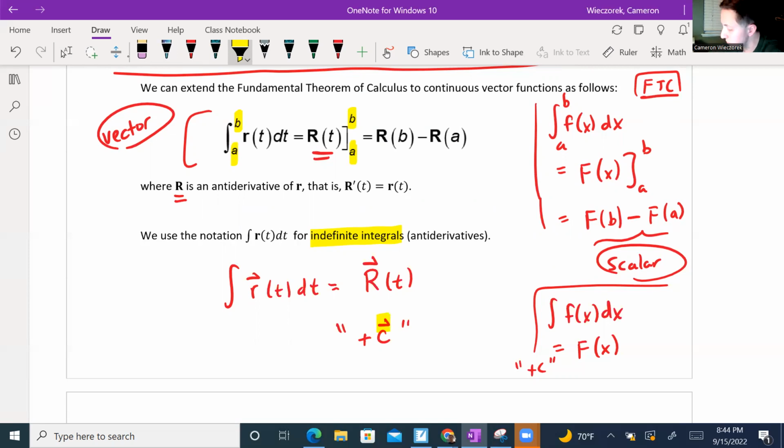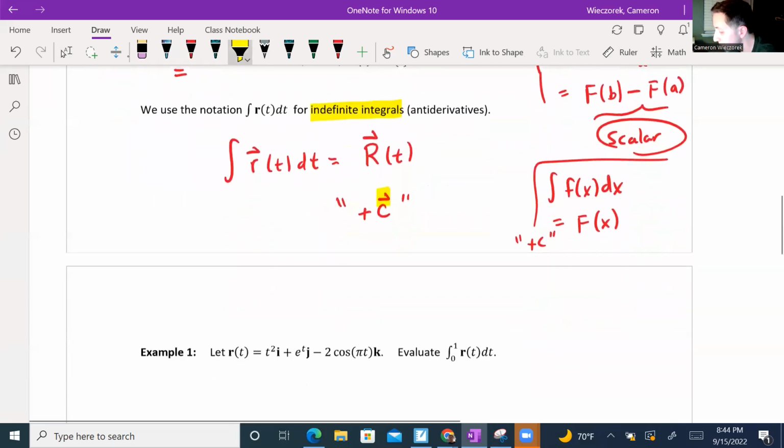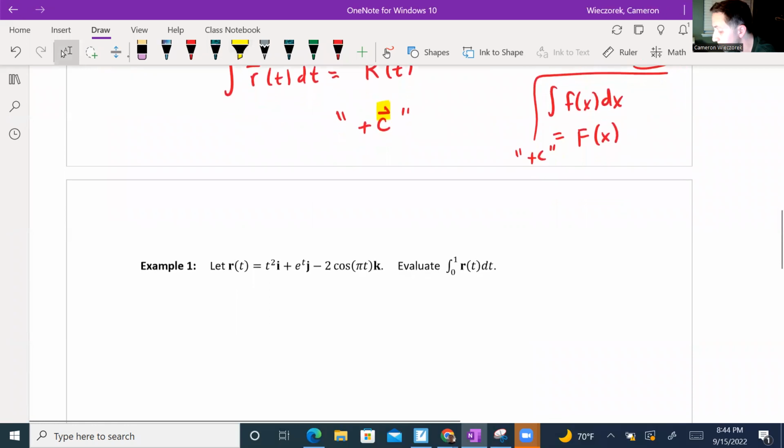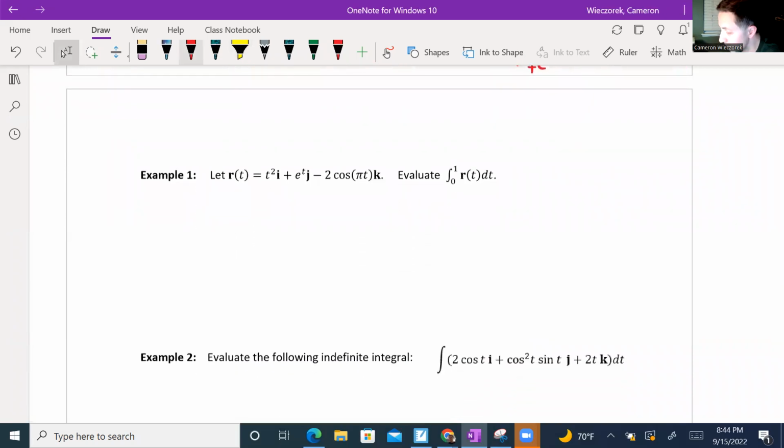Let's solve a few problems just so you can see how it works, and you'll get a lot more practice with this on your packet and on the WebAssign. I tried to pick a mixture of definite integrals and indefinite integrals. So for example 1, we have the curve r of t equals t squared i plus e to the t j minus 2 times cosine of pi t k. We want to evaluate the definite integral from 0 to 1 of r of t dt.